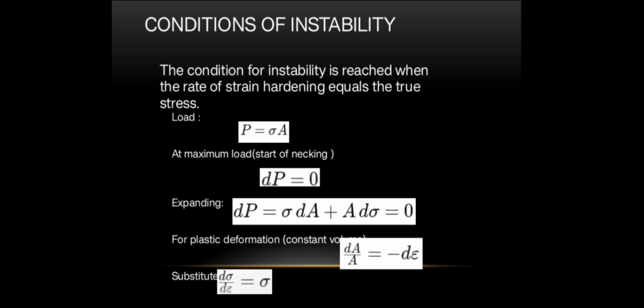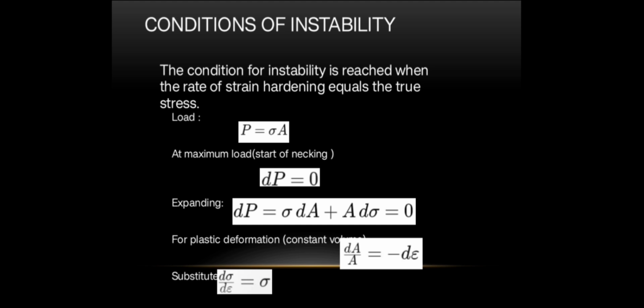The condition of instability is reached when the rate of strain hardening is equal to the true stress. First of all, the load formula is P = σA, where P is the applied load, σ is the stress, and A is the area of cross section. At maximum load, which is the start of necking, dP = 0.